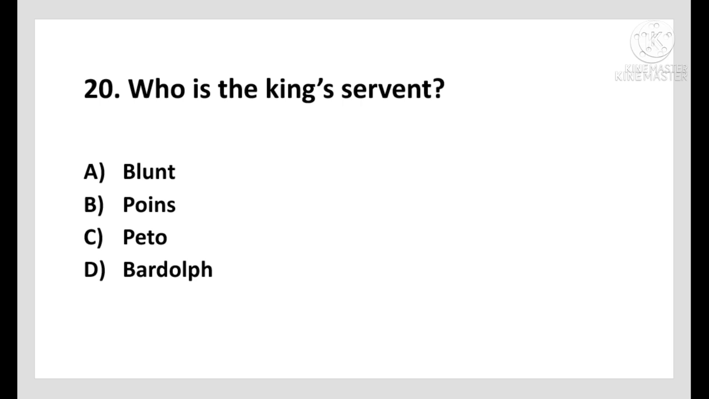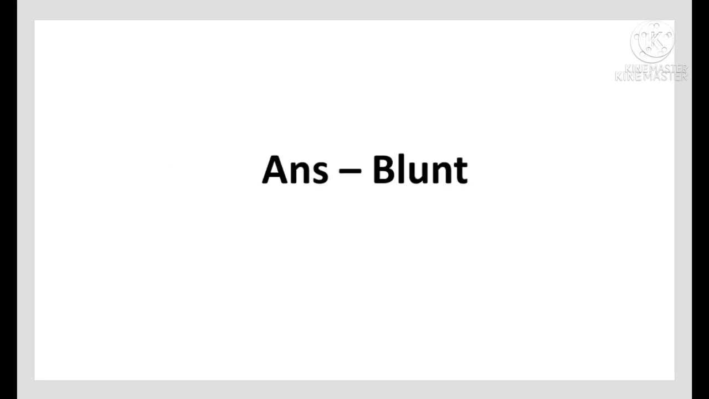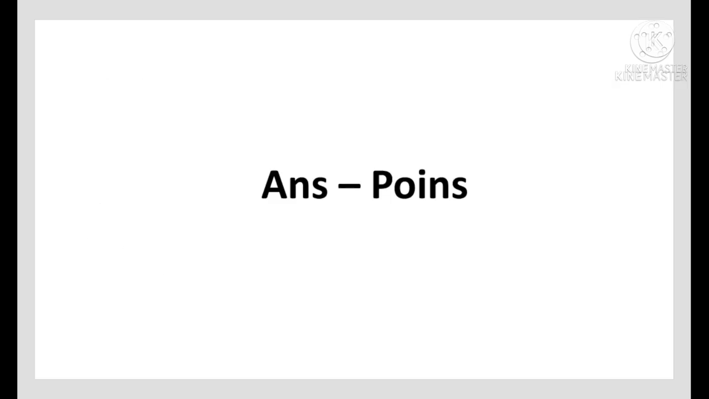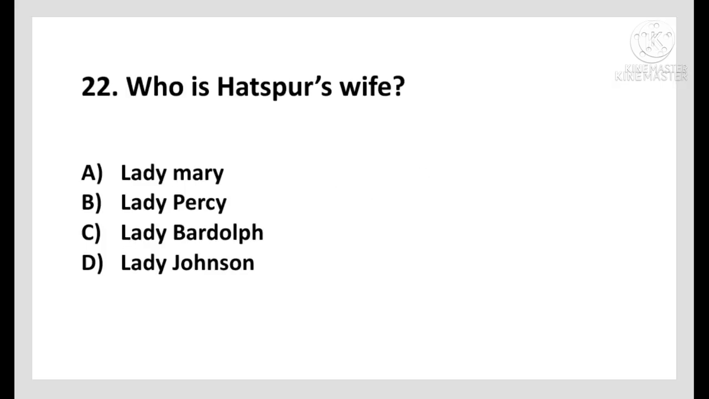Who is the king's servant? Blunt, Poins, Peto, Bardolph. Answer: Blunt. Who joins Prince Hal in robbing Falstaff? Poins, Peto, Gadshill, Blunt. Answer: Poins. Who is Hotspur's wife? Lady Mary, Lady Percy, Lady Bardolph, Lady Johnson.